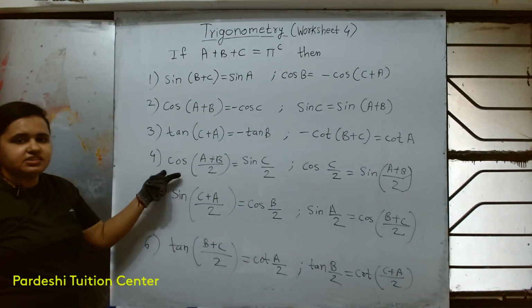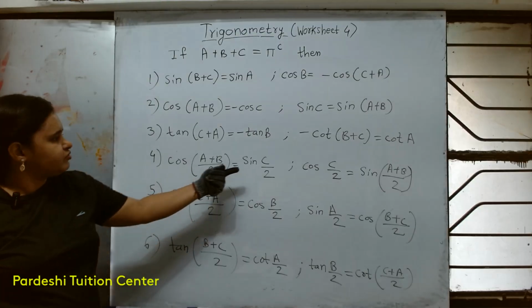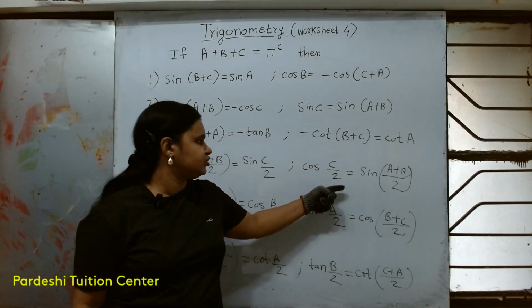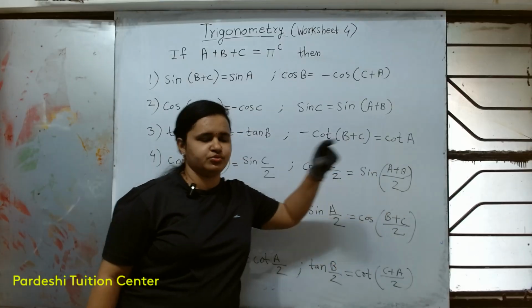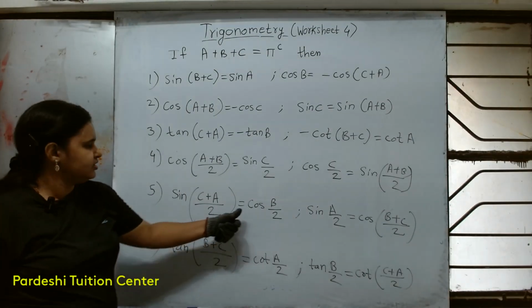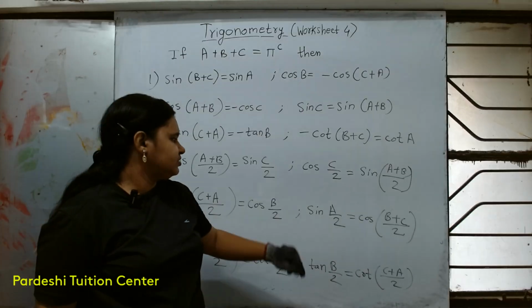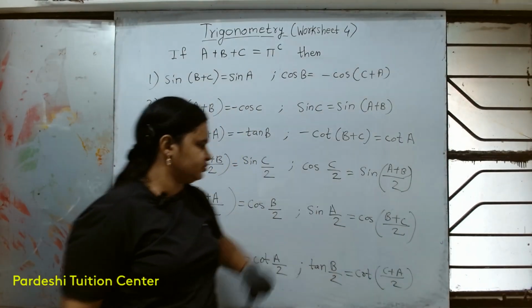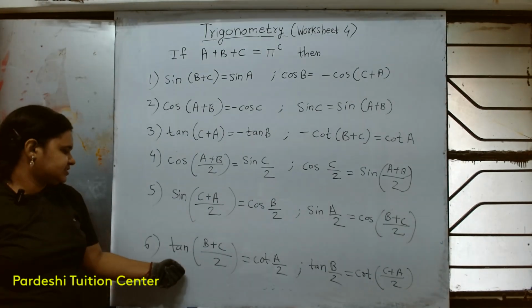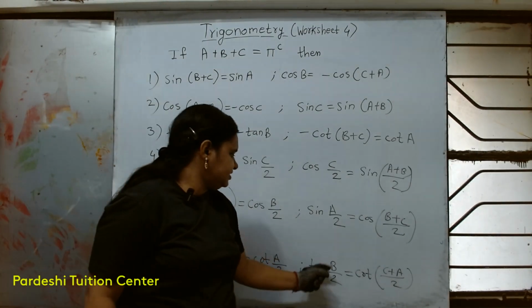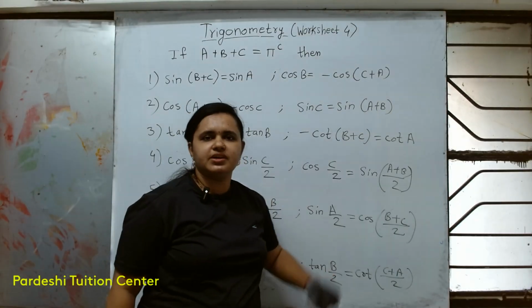Now fourth one is cos of (A plus B)/2 equals sin of C/2, and other one is cos C/2 equals sin of (A plus B)/2. Now fifth one is sin of (C plus A)/2 equals cos of B/2, and other formula is sin of A/2 equals cos of (B plus C)/2. Now sixth one is tan of (B plus C)/2 equals cot A/2. Other one is tan B/2 equals cot of (C plus A)/2.